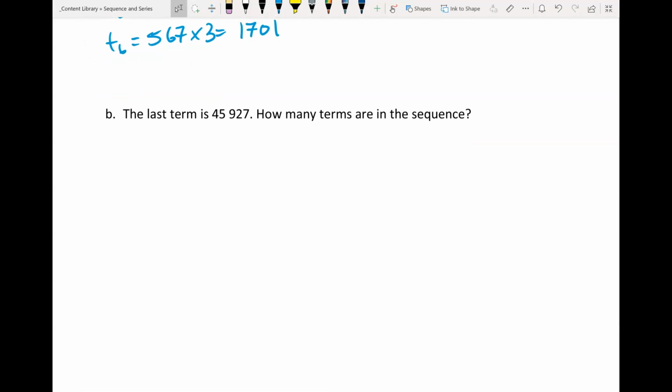Next type of question, we know the last term is 45,927. We want to find the number of terms there are in this sequence. So we're finding n. So I'm going to use the same formula. In this case, my Tn is the very last term, so that's 45,927. And T1 was given to us in the original question, which is 7. We know what R is, 3, and I don't know what n is. So I'm going to divide both sides by 7.